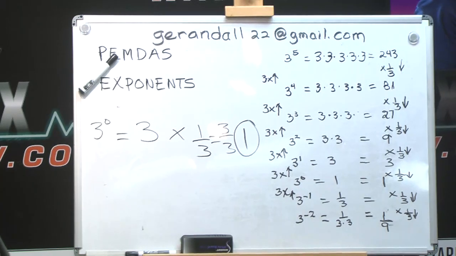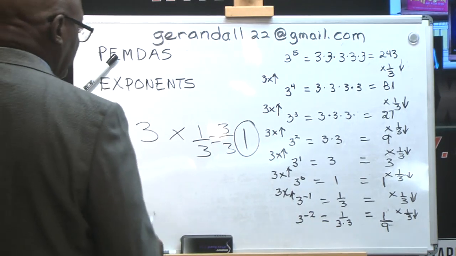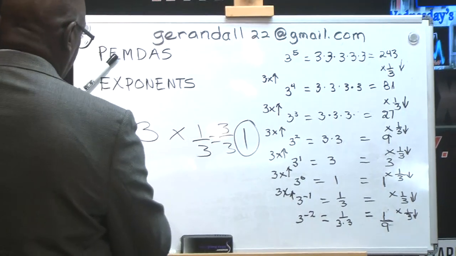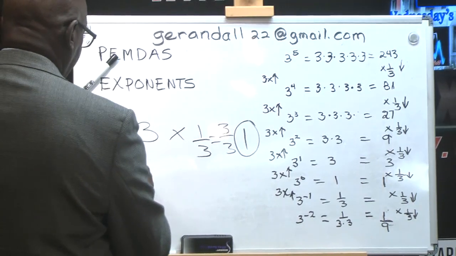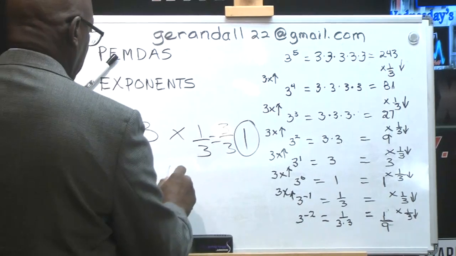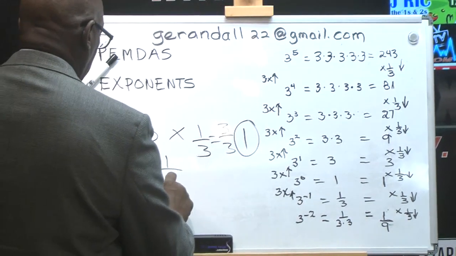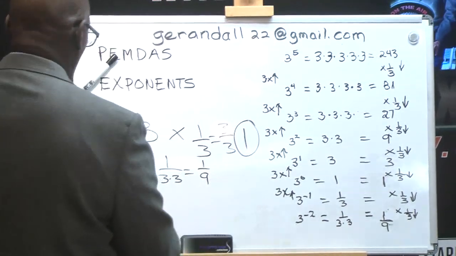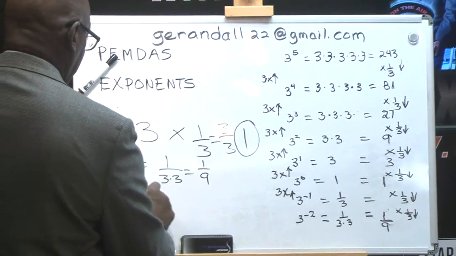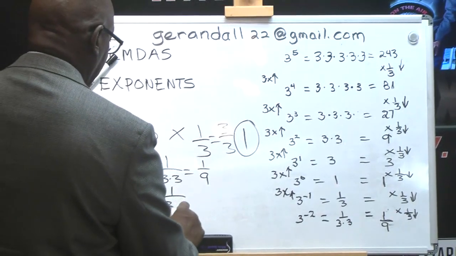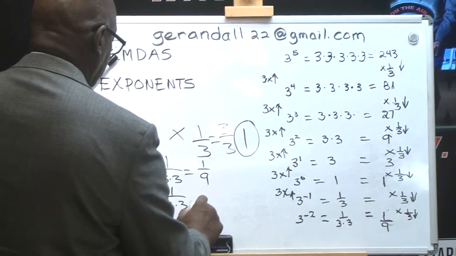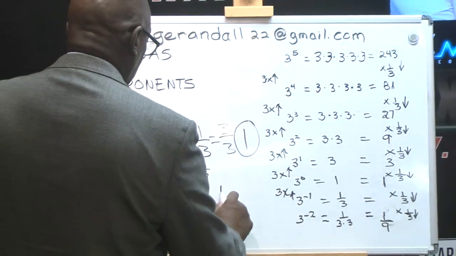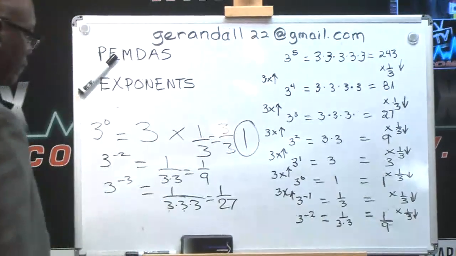And the same thing would take place if we were looking at a different base. And now again we look at that 3 to the -2, rewritten as 1 over 3 times 3, which is 1/9. Or 3 to the -3 would equal 1 over 3 times 3 times 3, which would be, again, 3 times 3 is 9, times 3 is 1/27.